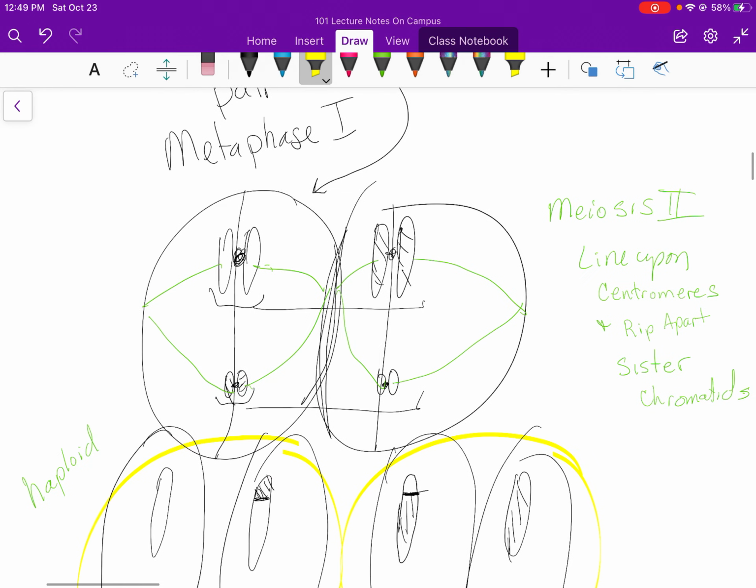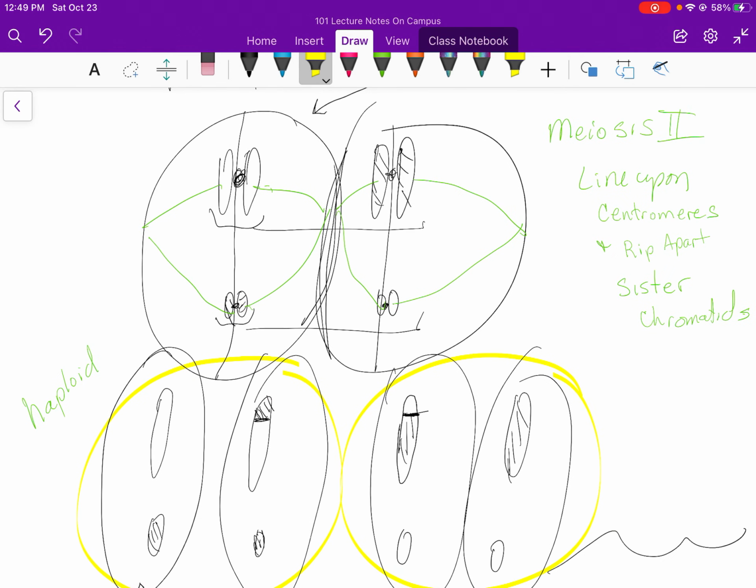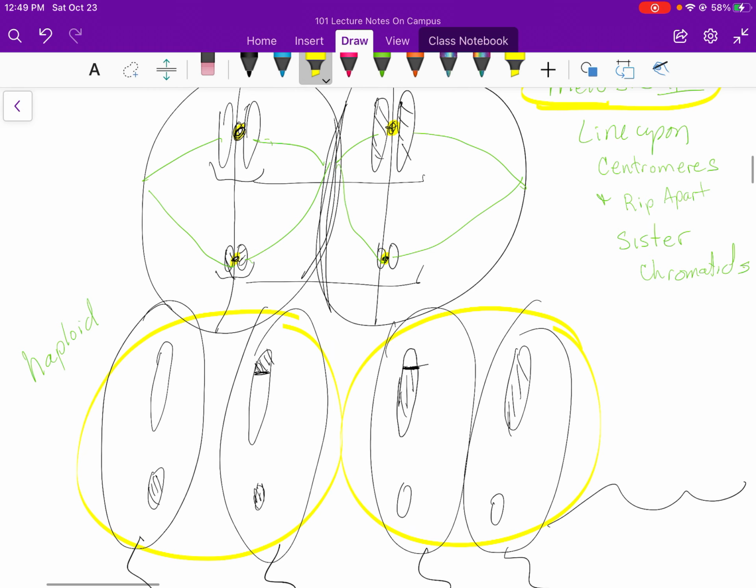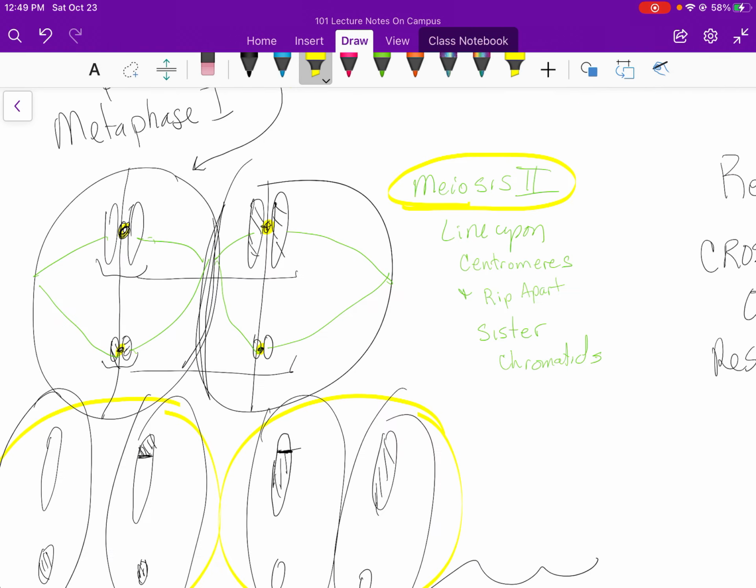I might not have mentioned that the second lineup on the centromeres is called Meiosis 2. Okay, so notice that you've got centromeres in here in the middle. Two lineups, right? First lineup with the homologues. Second lineup is with the sisters on the centromere, all right?